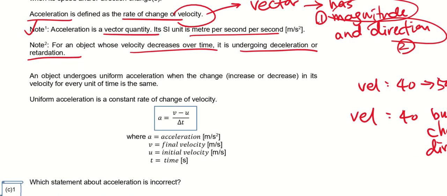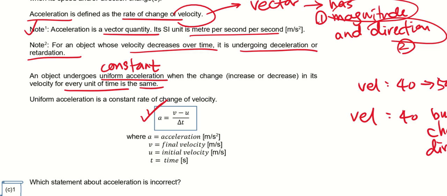Now, an object undergoes uniform, sometimes we call it constant. These two words we use interchangeably. An object undergoes constant acceleration or uniform acceleration when the change in its velocity per unit time is the same. So you need to memorize this formula.